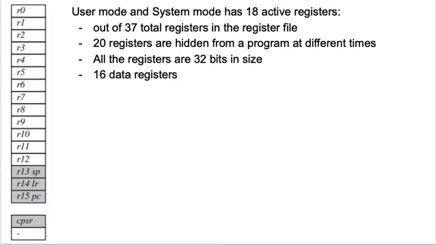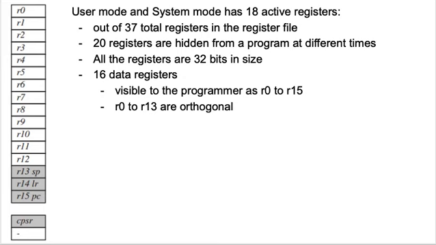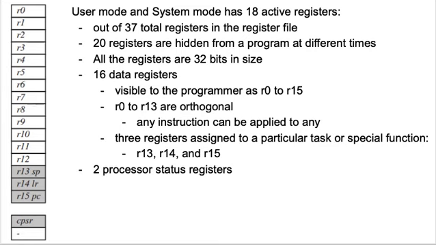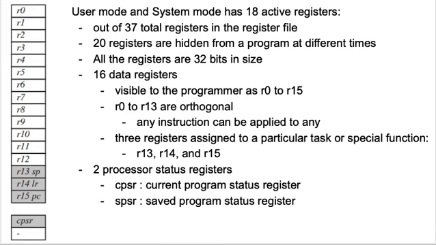The 16 registers shown on the left, R0 to R15, are the data registers. R0 to R13 are orthogonal in the sense that any instruction can be put in any of those registers with the same effect. The three registers R13, R14 and R15 are for special functions or tasks. The two processor status registers are CPSR and SPSR, the current program status register and the saved program status register.